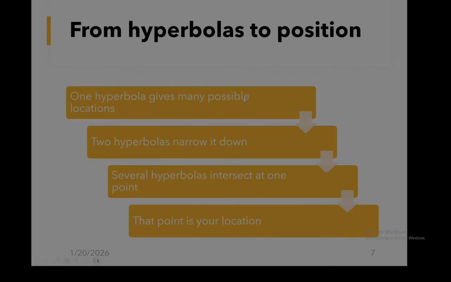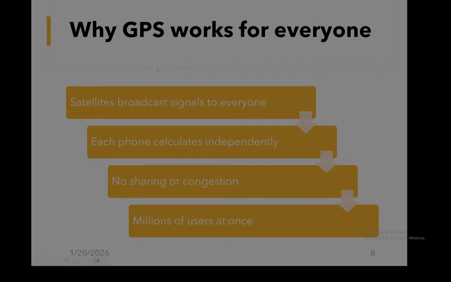One hyperbola gives many possible locations. Of course, a hyperbola has two branches and the branches have a lot of points. Two hyperbolas narrow it down. With two hyperbolas you get some intersection. To narrow down to one point, we need at least four. I will explain why we need four hyperbolas to get one exact position. This one is your location, right? That's because there are four unknowns. Let me explain to you.